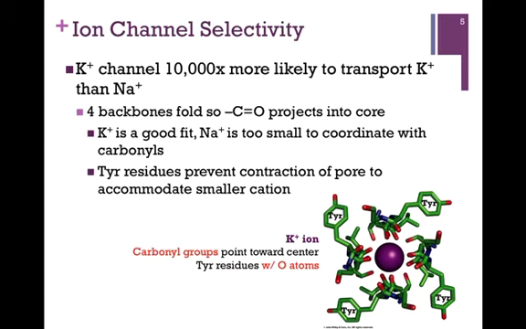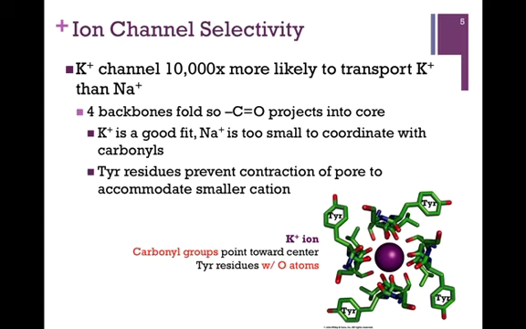Each of the backbones for those 4 helices fold so that carbonyl groups project into the core, and that's highlighted in our figure on the lower right here. Those oxygen atoms in each case are highlighted by the red tips. It is those carbonyl groups, that carbonyl oxygen, that makes it selective for positive ions. Although there's no negative charge, we do have a very electronegative element in that oxygen atom, and that will make it more selective for positive ions.